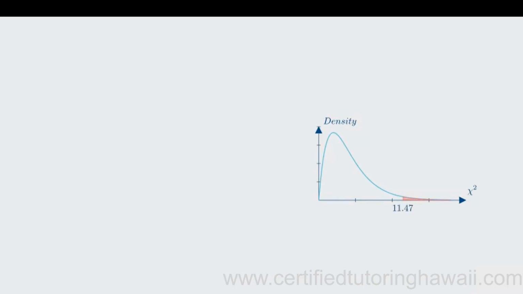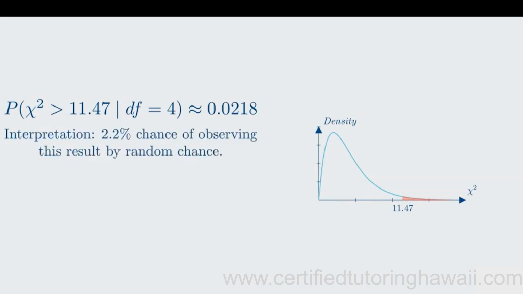Using a calculator or a chi-square table, we find the area to the right of 11.47. The p-value, the probability that chi-square is greater than 11.47 with 4 degrees of freedom, is approximately 0.0218. This p-value of about 0.022 tells us that if there truly was no association between music and GPA, we would see a result this extreme only about 2.2% of the time, just by chance.